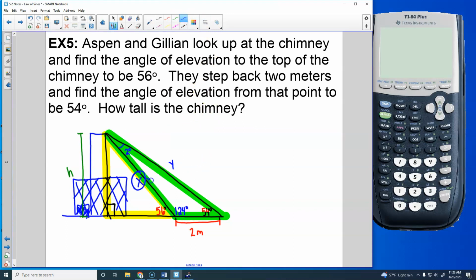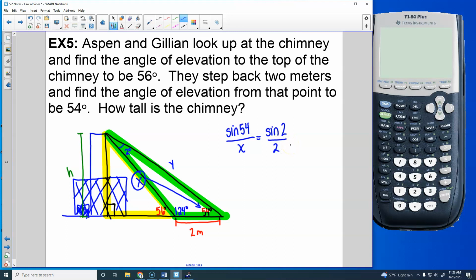X is across from 54. So I would say sine of 54 over X equals, which pair, angle and side, do we have that go together? 124 and Y do go together, but we couldn't have 2 variables there. So the 2 and 2 is what we're going to have to use. So we will have sine of 2 degrees over 2.